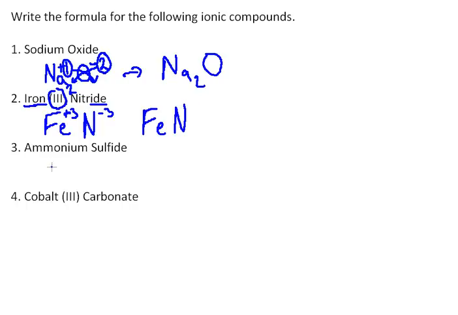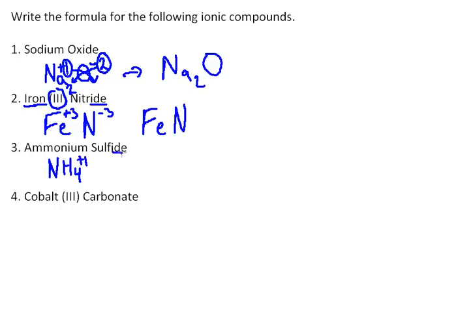Then if we take a look at the next example here, we've got ammonium sulfide. Well, you'd be here all day looking for ammonium on the periodic table. Ammonium is not on the periodic table. It is a polyatomic ion. So you're going to look to the sheet of polyatomic ions, or look it up, and you'll find ammonium has a formula of NH4 with a +1 charge.